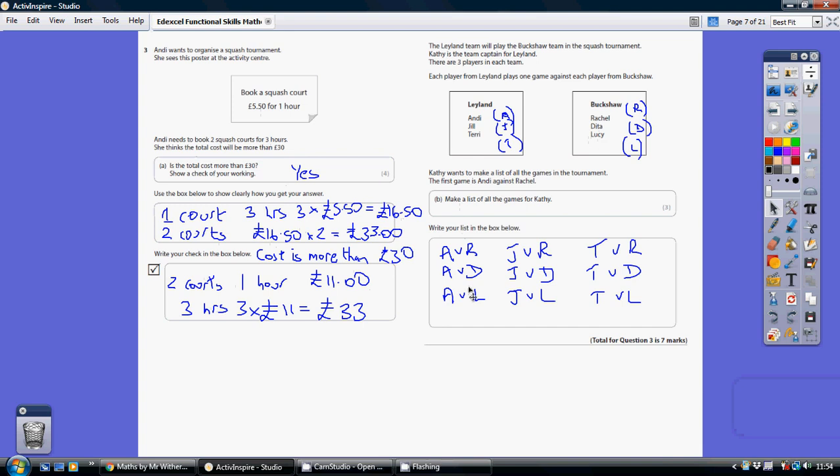So there's 9 total matches. I've just used the first letter there as I've written them all down there, which would be fine.